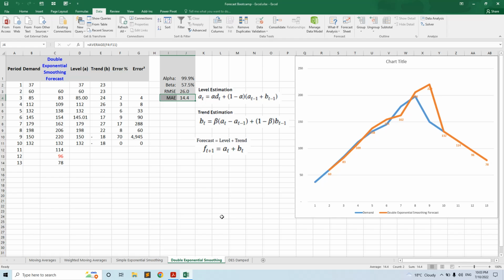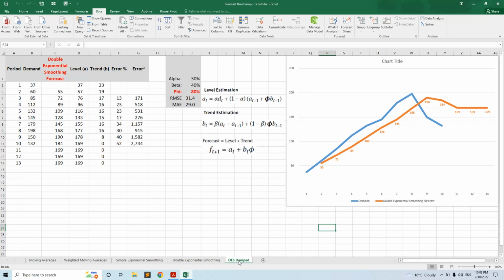And now let's see the damped double exponential smoothing. What's the idea? Due to the problem that I have mentioned before, that the trend will go on forever, we apply a third parameter, phi, that will decrease gradually the trend. Okay, so what we add to the formula, first of all, in the forecast formula, we apply the phi parameter to the trend, to B.